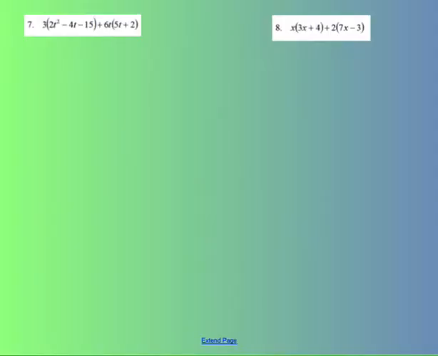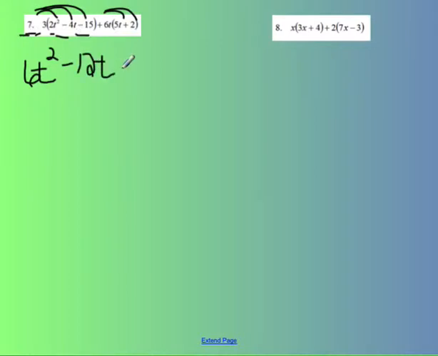Okay, so this is where we distribute monomials into polynomials. When you distribute, you're only distributing into the parentheses that follow each of these. When you distribute, you're going to multiply coefficients and add exponents. Multiply coefficients and add exponents. So 3 times 2 is 6, and then you get t squared. 3 times negative 4 is negative 12, and then you get t. 3 times negative 15 is going to give us negative 45.